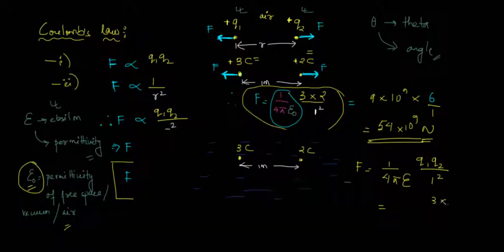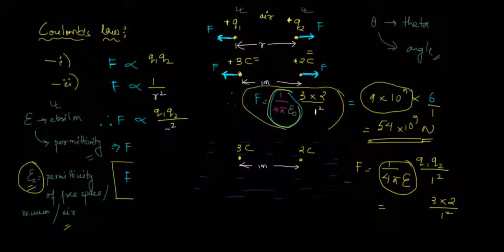The q1 q2 is still there, 3 into 2 is 6, and 1 square is 1, so 1 by 4 pi. Now, don't use the values 9 into 10 power 9, because 9 into 10 power 9 is only for 1 by 4 pi epsilon naught. You have to use the value of epsilon. Otherwise, you cannot use it for other media.